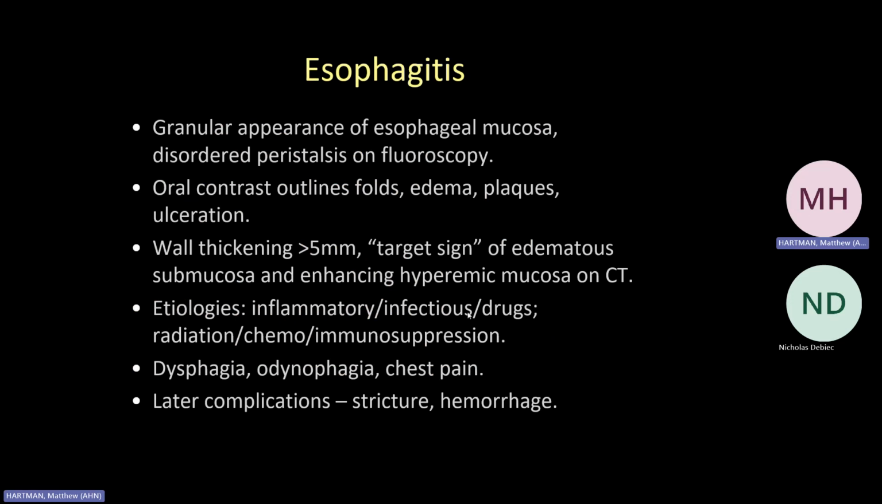It can be inflammatory or infectious. Patients who've received radiation can get esophagitis, chemotherapy, immunosuppression. Now, with the immune therapy, it can cause itis of anything, including the esophagus. And clinically, it's going to present with dysphagia, chest pain, and if untreated, stricture and possibly bleeding.